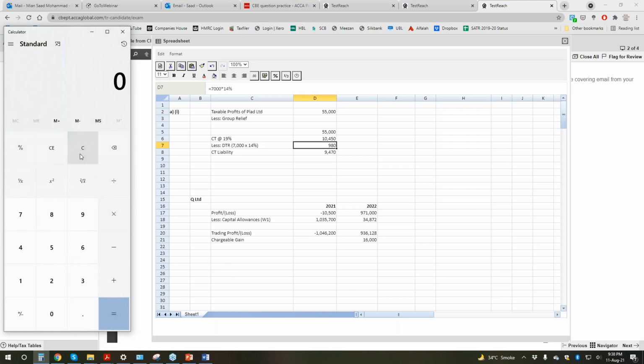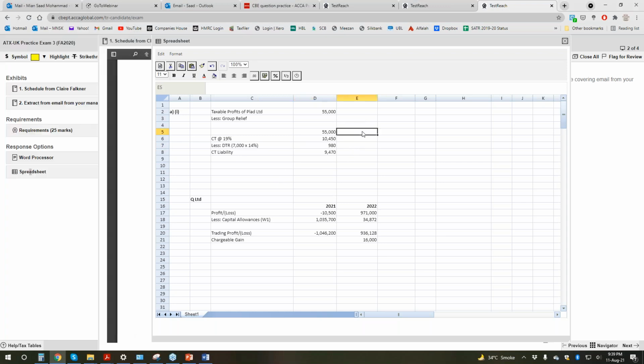5158, let's say, to round off. If I have 5158 profits left and I multiply it by 19%, it's exactly 980, equivalent to the DTR relief which I will not be able to waste. So I have to leave profits of 5152. So out of 55,000, if I leave 5152, how much loss can I get relieved?